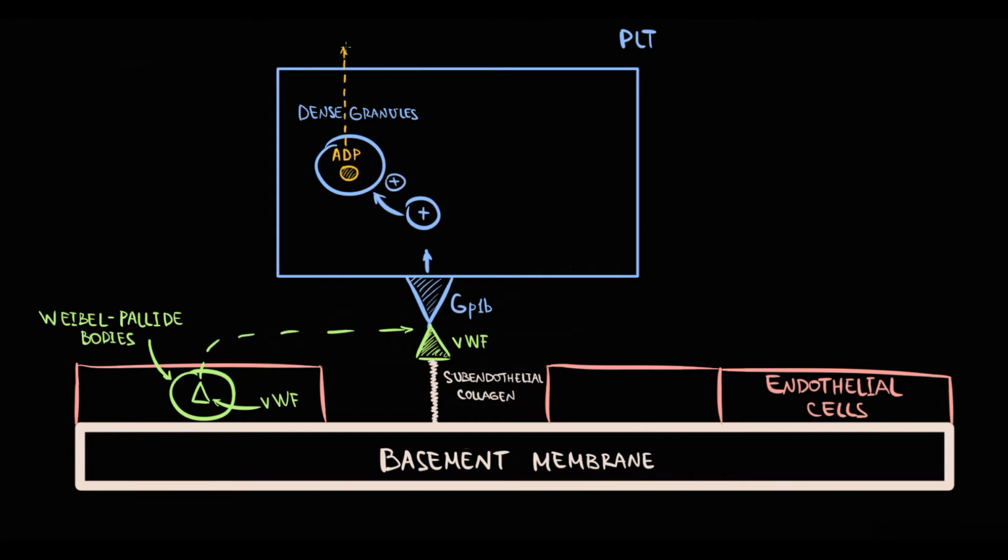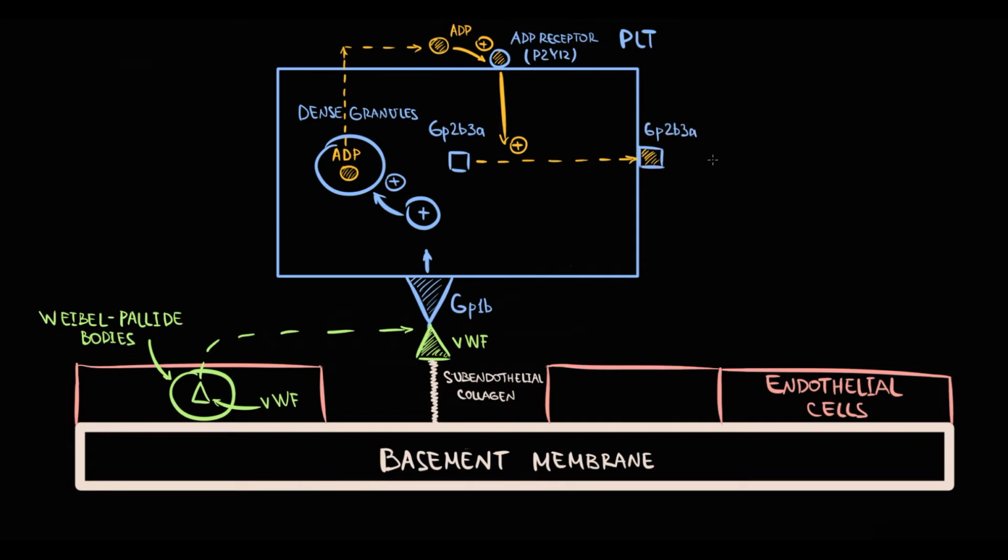ADP that is released into the blood acts on ADP receptor on platelets and activates it. Activation of ADP receptor forces platelets to transport GP2B3A receptor to the surface, where GP2B3A serves as binding site for fibrinogen. In addition to this, platelets from prostaglandins by COX enzyme begin to produce thromboxane A2, and the function of thromboxane A2 is to promote aggregation.